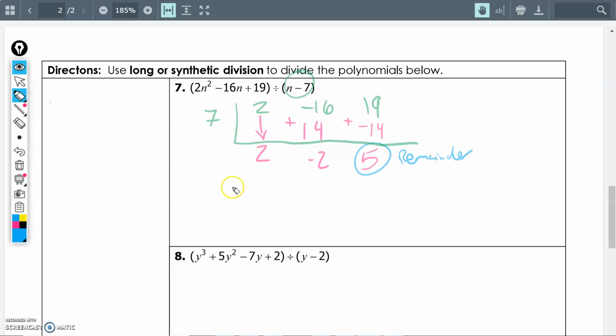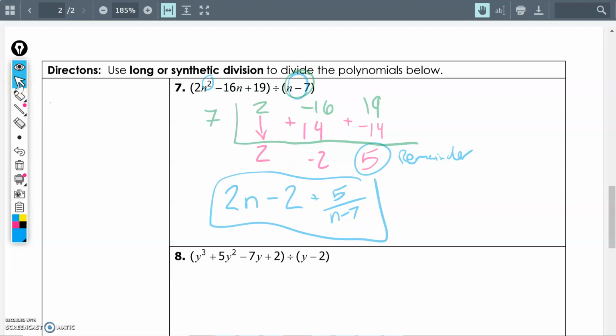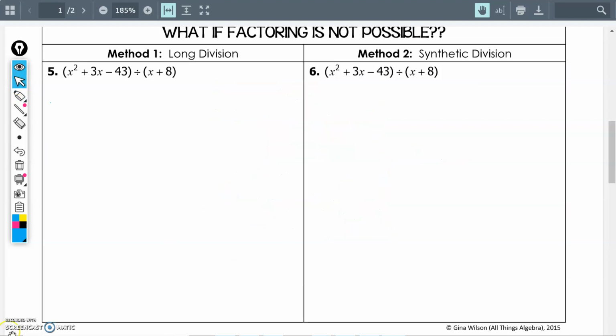And we write our final answer as 2n, again, 1 less degree than what we started with, minus 2. And then since this is positive, we're going to add on our final remainder. And the denominator is going to be the same denominator you had there. Let's go up to long division. But in long division, we take the denominator and we're going to put it on the outside. And we're going to set it up just like a normal division problem, writing the numerator on the inside.